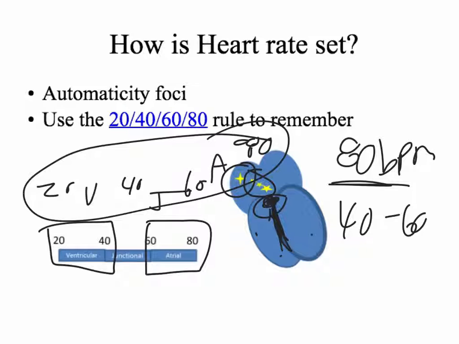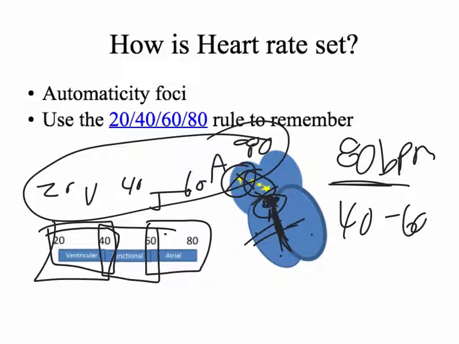And so what happens basically, if the SA node gets knocked out, then you can pace between 40 and 60 beats per minute. If the AV node gets knocked out and all these junctionals get knocked out, then your heart can pace between 20 and 40 beats per minute. And so in order to get down to 20 beats per minute, there has to be a lot of stuff go wrong.